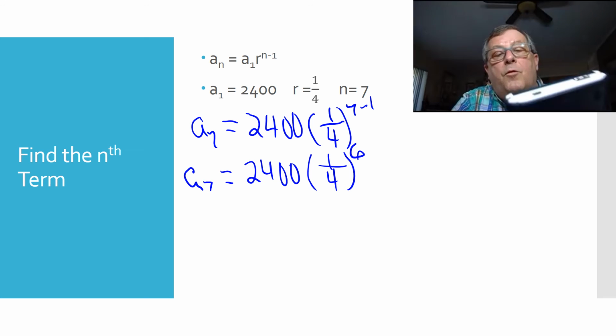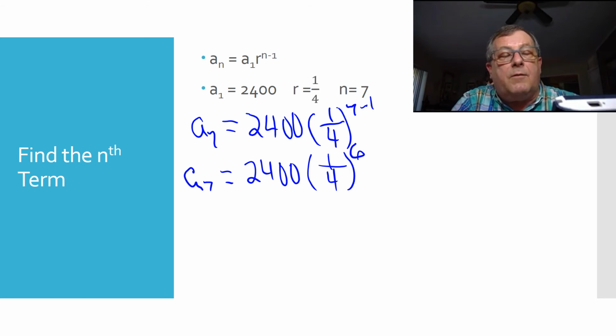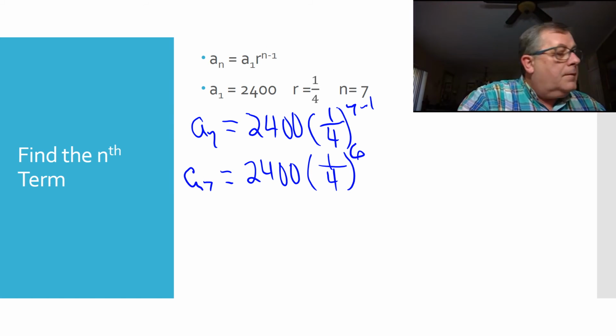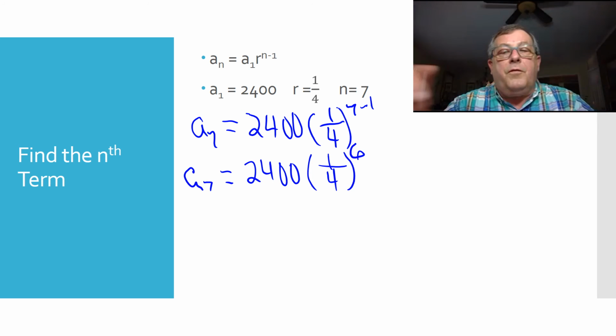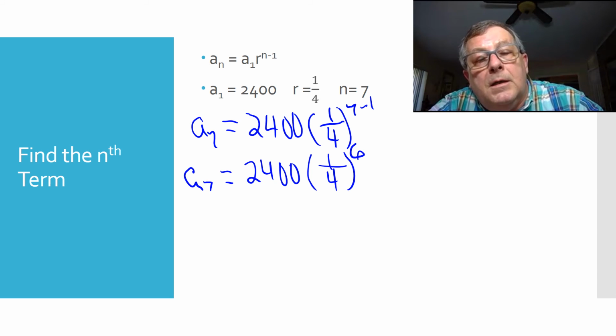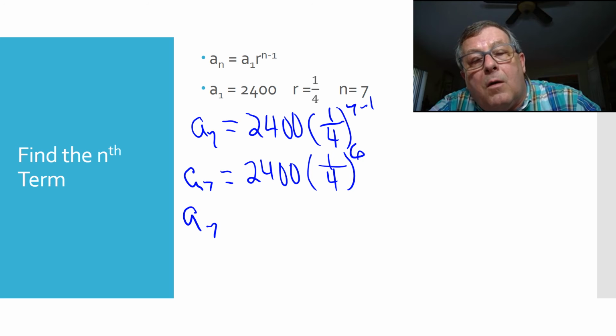All right, a little tip for you here on your calculator. When you're doing things with fractions and you're raising them to a power, let me encourage you to use parentheses so that your calculator reads everything correctly. So I'm going to hit parentheses, 1/4, close my parentheses, caret, and raise it to the 6th power. I'm going to hit enter. Oh man, what a number. I've got 1/4096. Okay, so a7 is equal to 2400 times 1/4096.